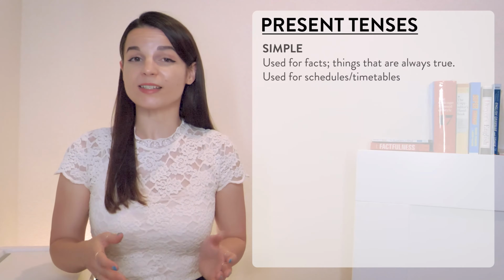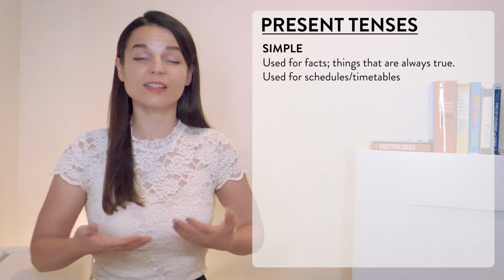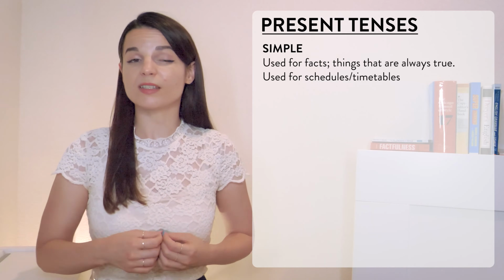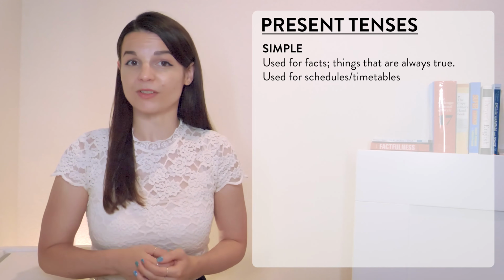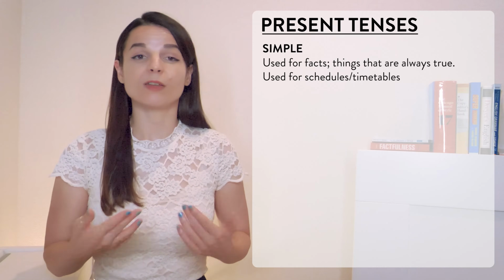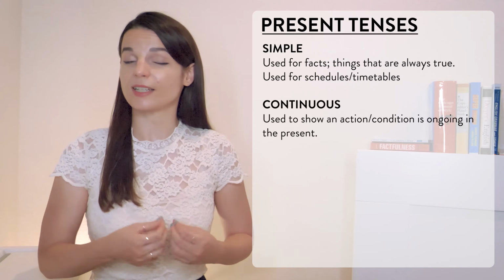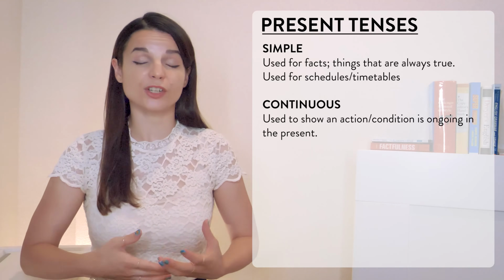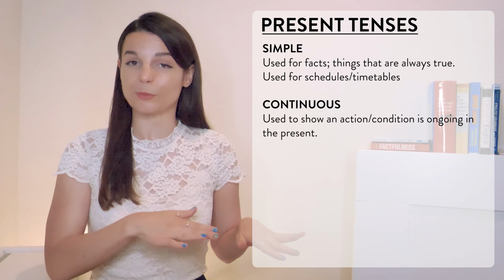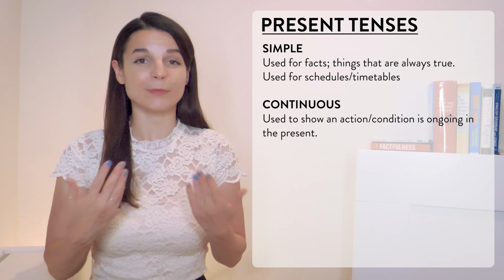Let's start with the present tenses. Simple present tense is used to share facts and things that are always true. We use this tense for schedules and timetables a lot. For example, the bus leaves at 2. She speaks Spanish. Present continuous is used to show that an action or condition is ongoing in the present. For example, I am speaking.